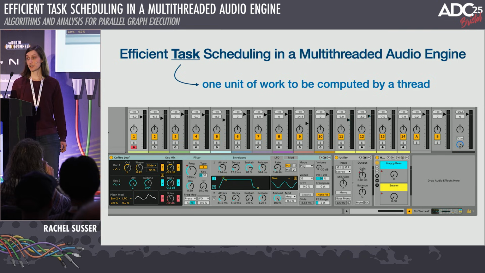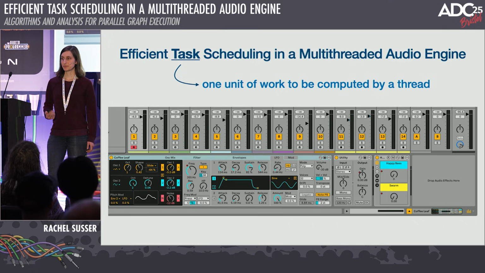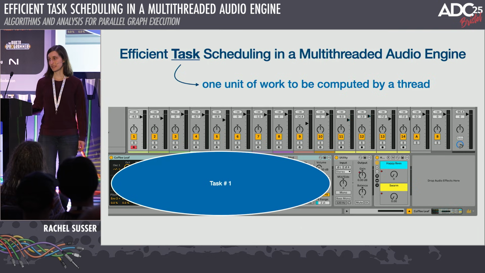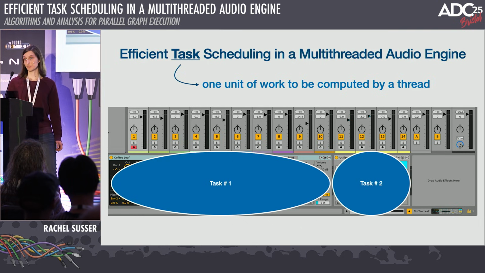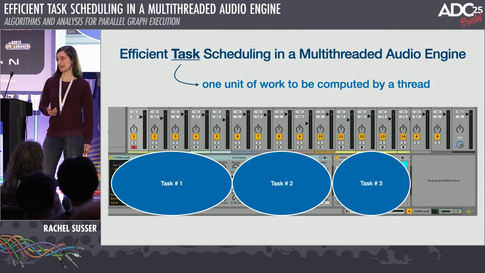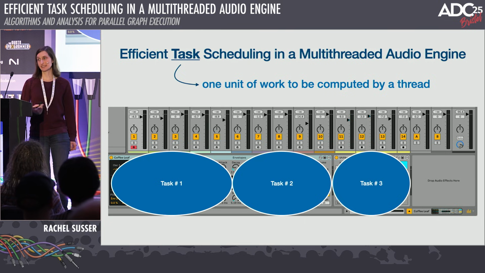Since today we'll be talking about task scheduling, I should explain what a task is. For our purposes, this is one unit of work to be computed by a thread. That could be a single device like an instrument or audio effect, or multiple things can also be grouped together into a single task. A single device can also get broken into multiple discrete tasks. And this talk also doesn't cover how work gets divided into tasks, even though that breakdown can significantly impact how well a scheduler performs.